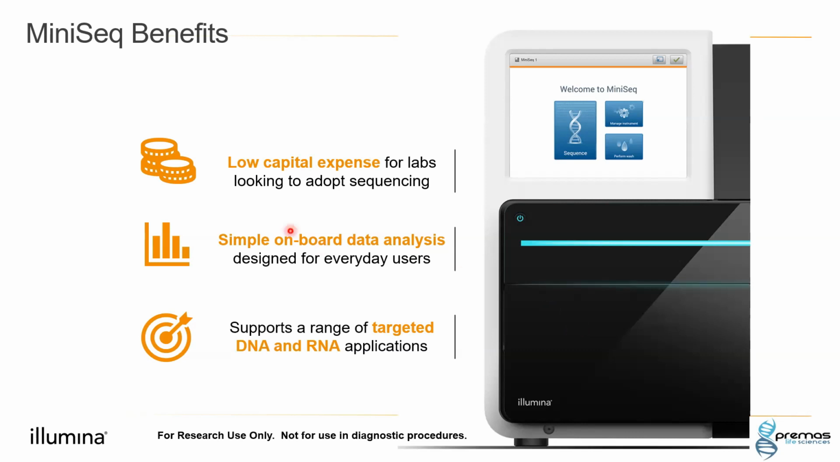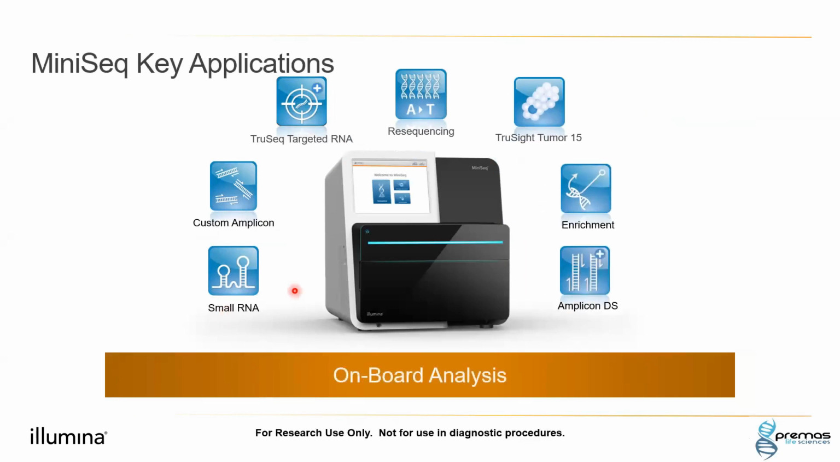So the major highlights are low capital. This is a low capital machine, from a starting range. Simple onboard data analysis, so LRM built in. We'll discuss LRM in further slides. And also you can go for your small genomes. So small RNA sequencing can be done, resequencing can be done.